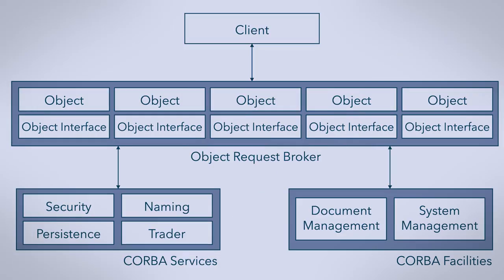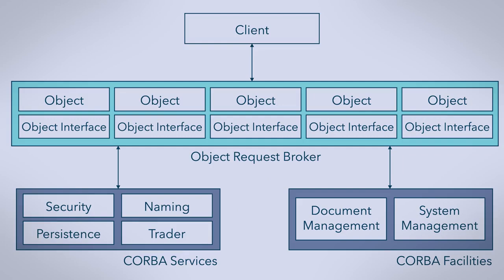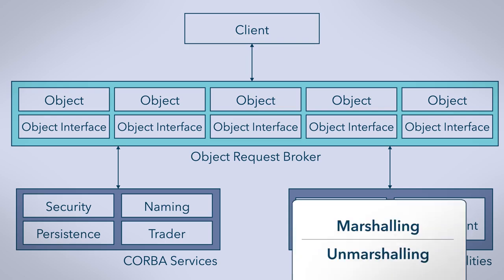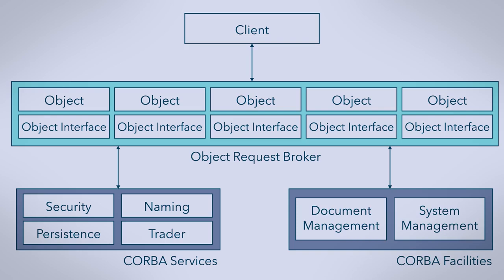CORBA consists of three main components. The first component is called the Object Request Broker. It provides object interoperability to the client and the server. An object must declare its interfaces before it can be accessed by a client or server through the broker. The broker is also responsible for marshalling and unmarshalling all the method calls that it receives. This allows you to modify the client or server without having these changes affect the other.